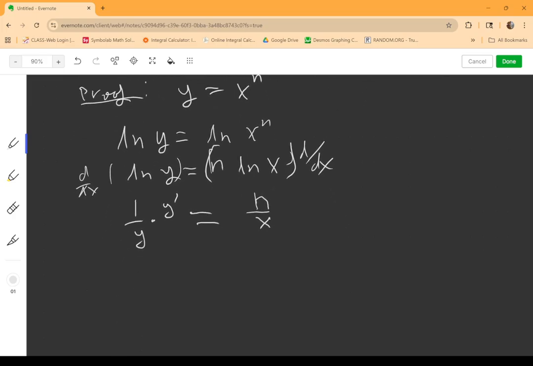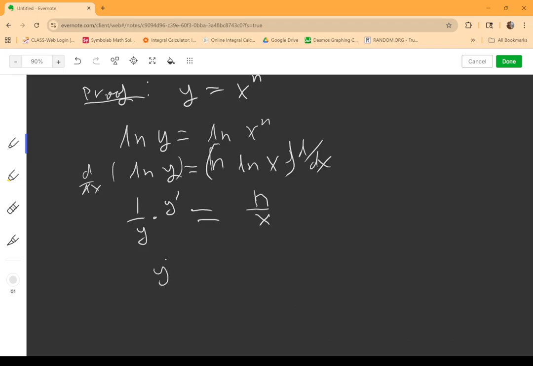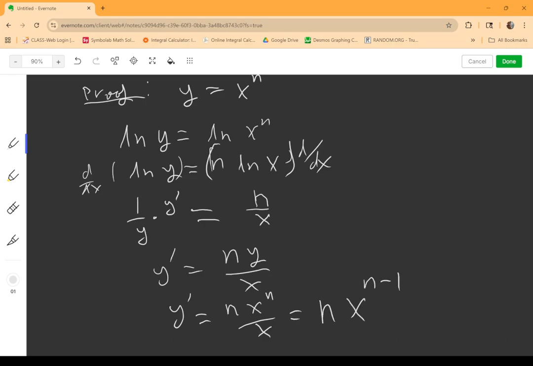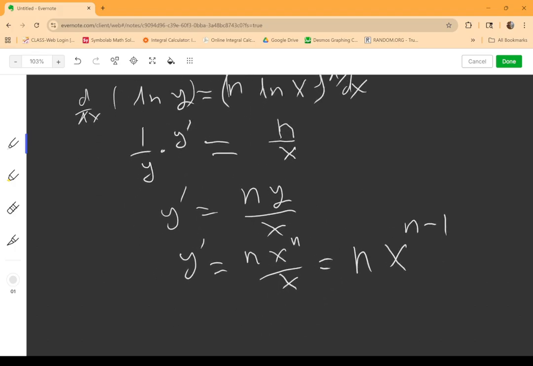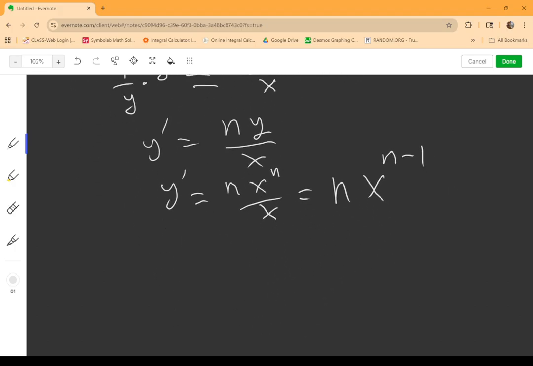And here, let's simplify, and we get y prime by multiplying y on both sides. We get n times y over x, but again, y is just x to the n. So y prime equals n x to the n over x. Simplifying, we get our power rule, n times x to the n minus 1, right? Same as before. You might be saying, well, what's the big deal here? What's the catch here? The catch is really just that n is any real number.